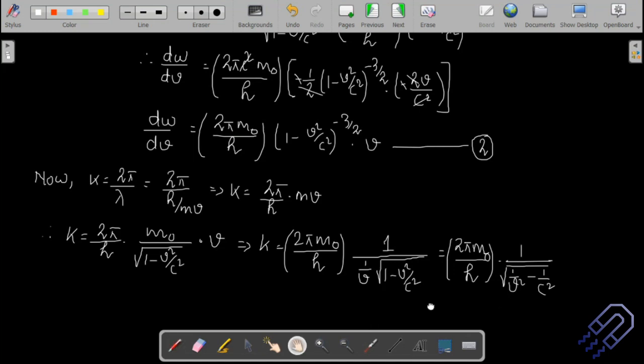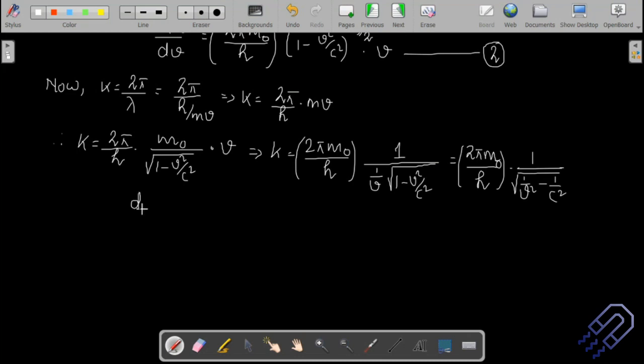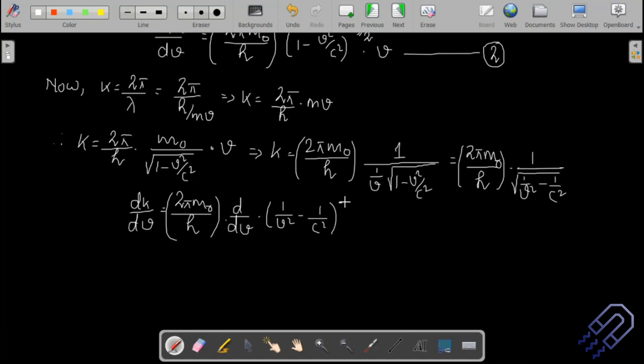So now we can find out what dk divided by dv is, right? I hope all of you remember your differentiation. dk divided by dv is equal to 2 pi m naught divided by h into d/dv of 1 divided by, or maybe to keep things simpler, I can write it as 1 by v square minus 1 by c square, whole thing to the power minus half. So this goes on top, so this will become minus half. Okay, that's important. So we have this, and now we are going to differentiate it, right? So d/dv of this, that means we have to take the entire term and use n x to the power n minus 1.